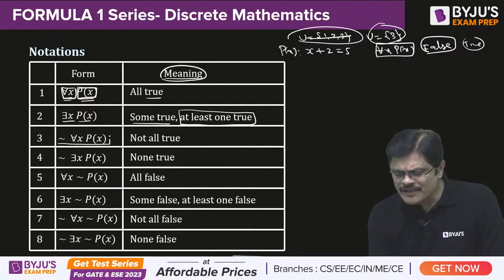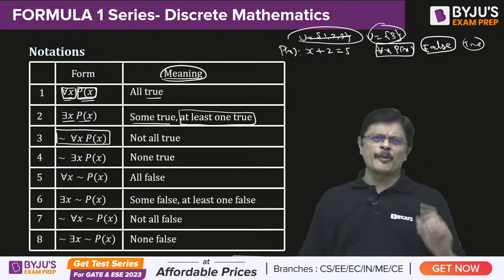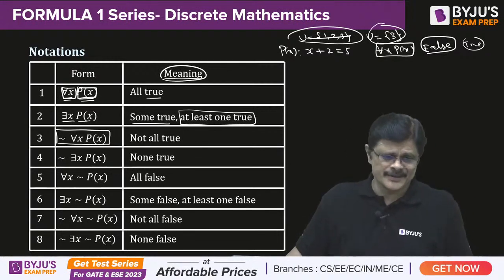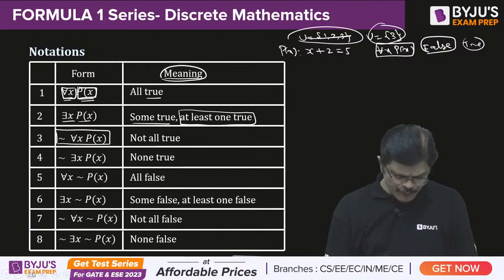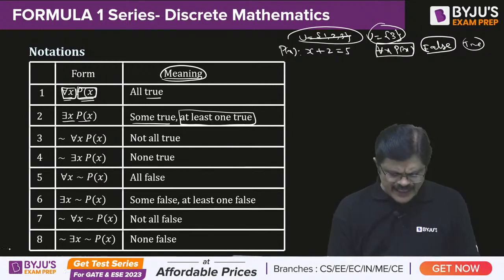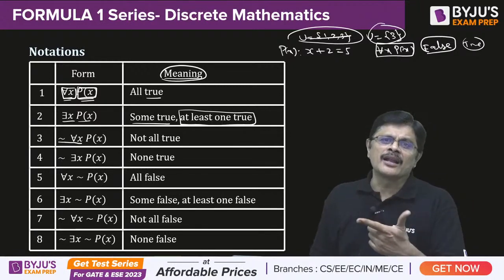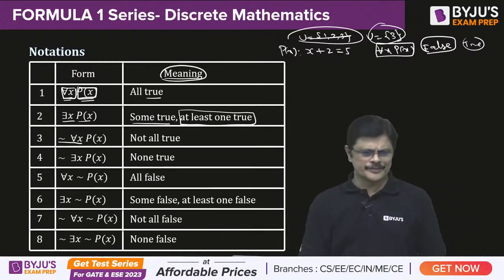Now what is the meaning of this particular form? See, to understand the meaning of the form, just remember one point, sir. Whether you are negating the quantifier or the predicate. If you understand that, the rest of the forms are very simple, sir. Here we are negating the quantifier. So the quantifier says all. What is the negation of that? Not all. That's it. Not all true. What it says? Not all true.